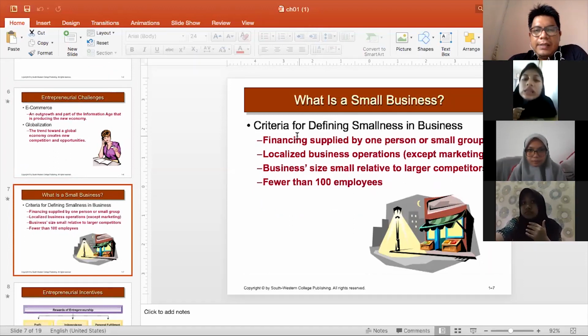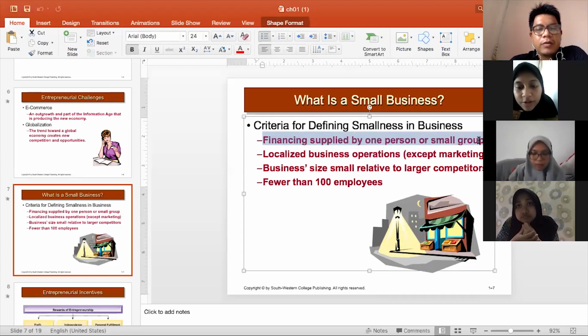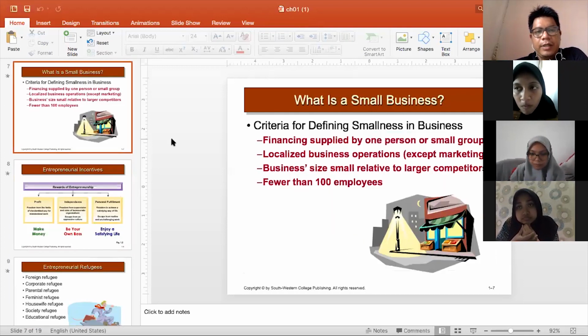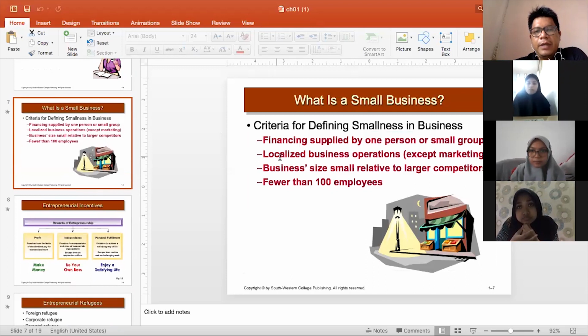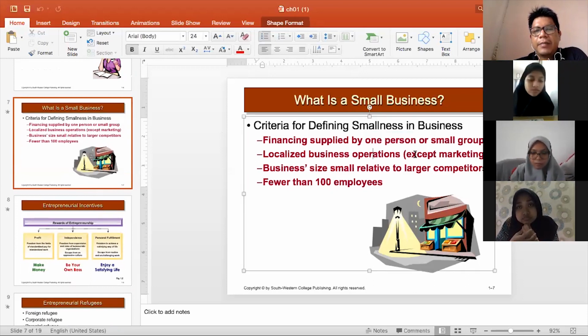What is small business? Criteria for defining small business: financing supplied by one person or small group. Okay, not too big. So only one person invests in the business, or you can say financing as well. Localized business operations, except marketing. Localized business operations means he does all of the business operations himself.